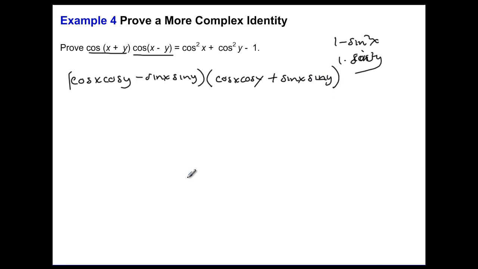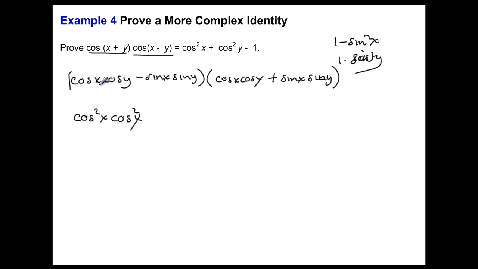This is all on the left hand side. Now I'm going to take the unusual step of actually making this a little bit more complex, and then I think it's going to simplify. So I am going to multiply, foiling these two binomials out. So I have cos of x cos of y, cos of x cos of y. So that becomes cos squared x cos squared y.